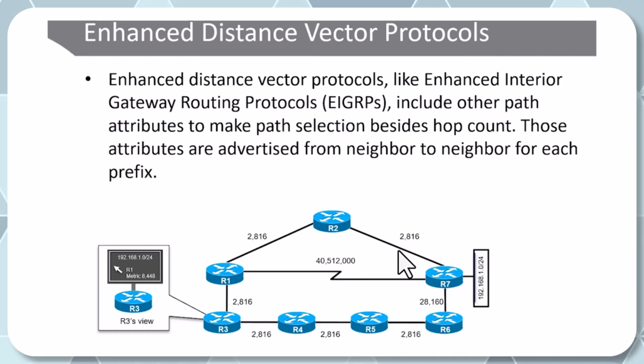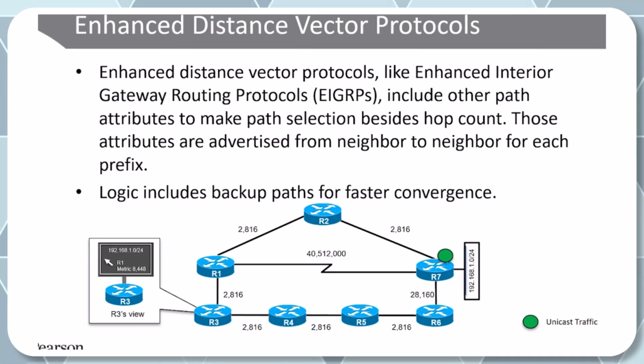For example, here it will try to take this path, router R7 to R2 to R1, then R3. It doesn't rely on the hop count because it will simply avoid the serial cable because serial connections are slow. So it will calculate, and on the basis of the calculation, it will select the path. Now, what is the basis of the calculation? We will see in our lab as well.